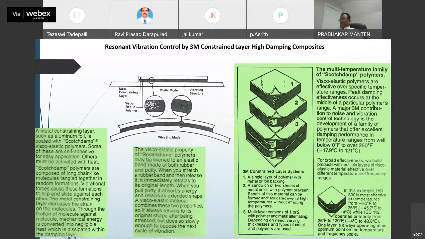The viscoelastic property of Scotch damp polymers may be likened to an elastic band made of both rubber and putty. Suppose you had a band of that type. When you stretch a rubber band and then release it, it immediately retracts to its original length. But what if that band was made of putty, the thing which kids play with to mold?